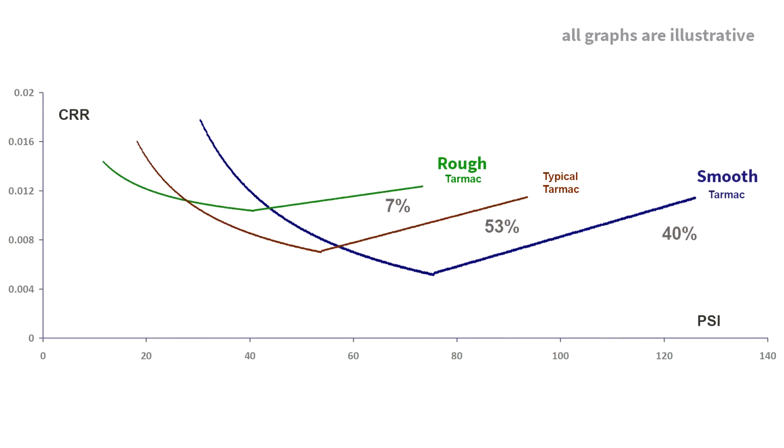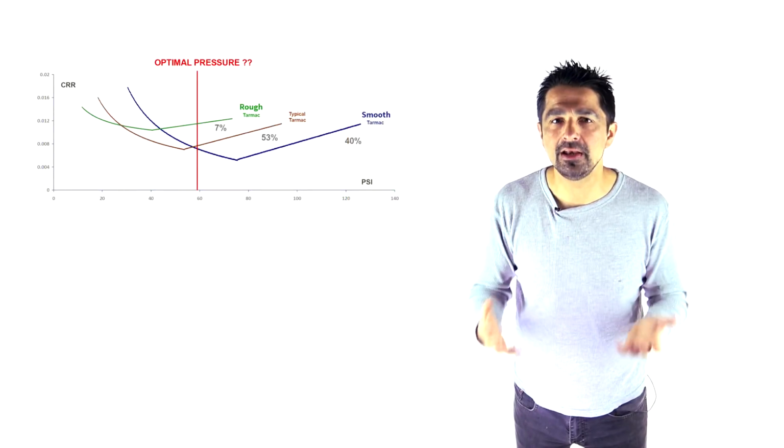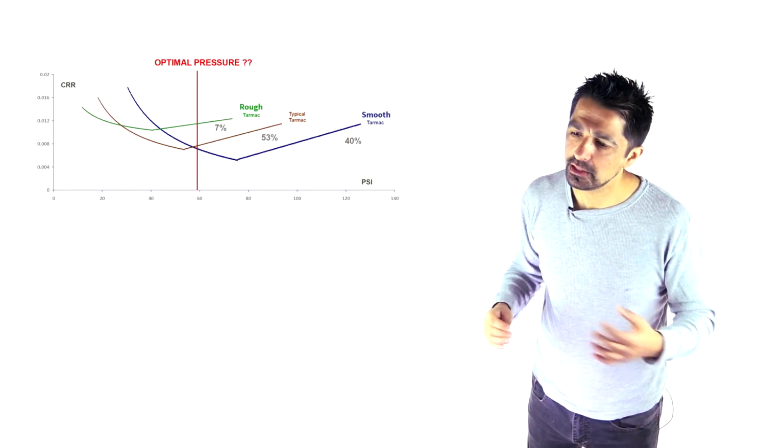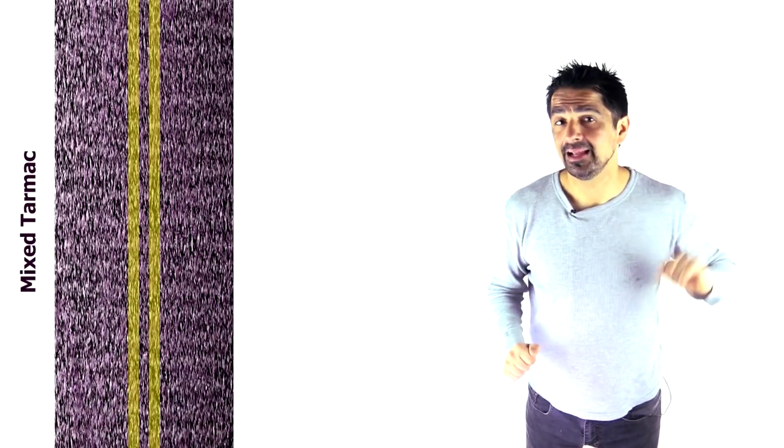Now the actual dynamics, the actual mathematics, the actual shape of the curve will depend exactly on the surface and other variables as well, which are a little bit hard to model, but stay with me here. This gives us a ballpark figure for typical tarmac, so you've got your optimal range for typical tarmac. Let's do the same for rough tarmac, the same for smooth tarmac, the same for gravel, and the same for cobbles.